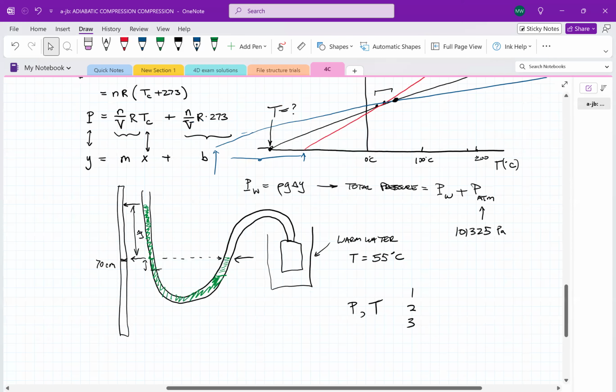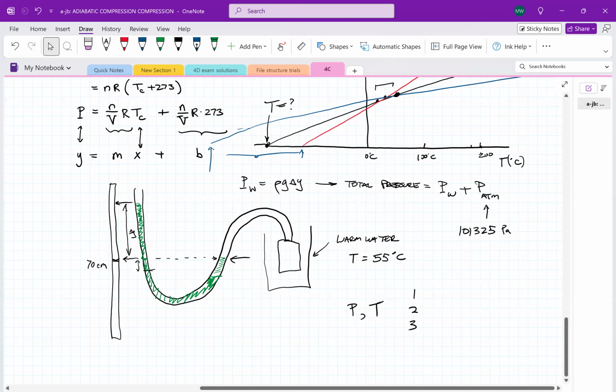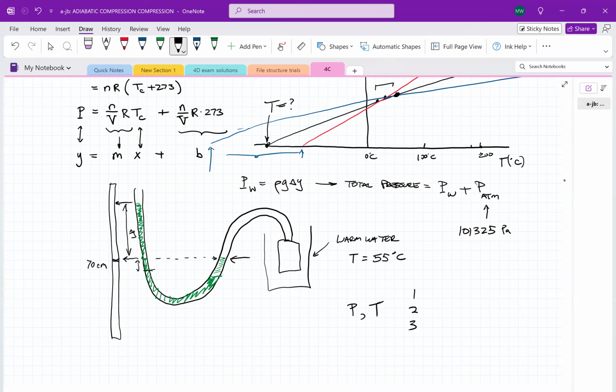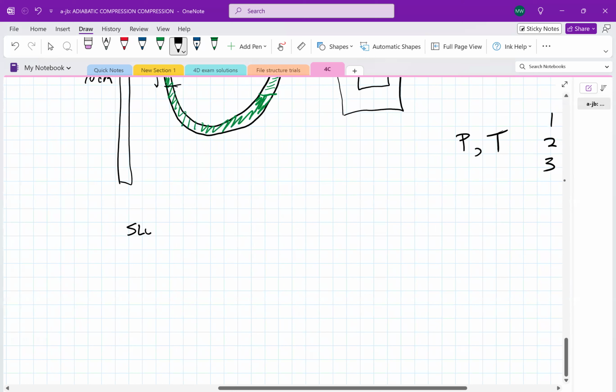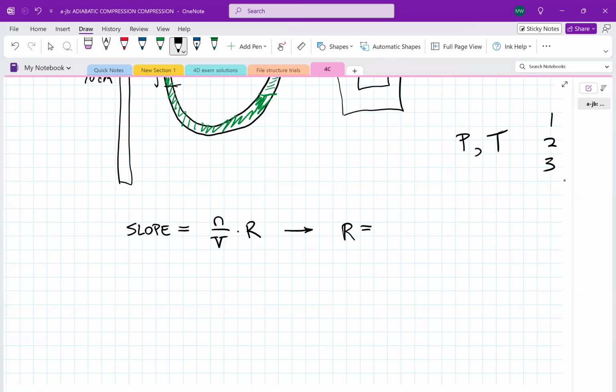I want to go back to now, how do you find the gas constant? Well, you can see here it's related to the slope. Right there, we're going to have the slope. What we need to do then is measure or have Google Sheets give us the slope of the line. The slope is n divided by v, multiplied by r. So to find r, we want to take the slope of the line and divide by n over v. We need to find n over v. How do we do that?